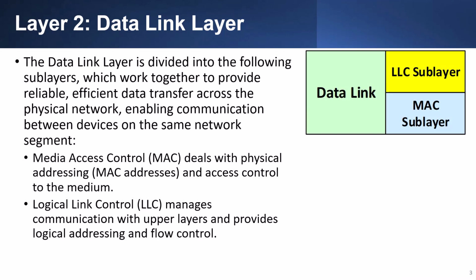The data link layer is divided into the following sublayers, which work together to provide reliable, efficient data transfer across the physical network, enabling communications between devices on the same network segment. Media Access Control, or MAC, deals with the physical addressing, which includes MAC addresses, and access control to the medium. Logical Link Control, or LLC, manages communications with upper layers and provides logical addressing and flow control.